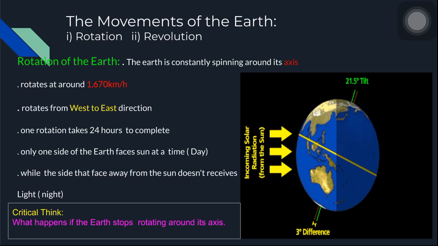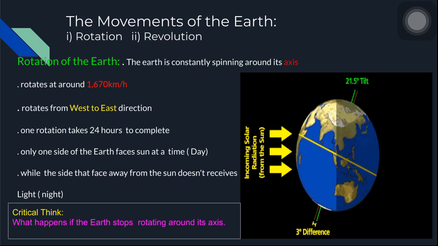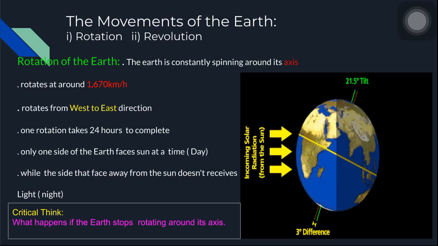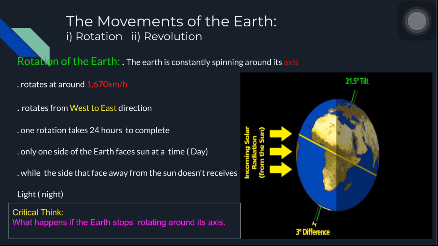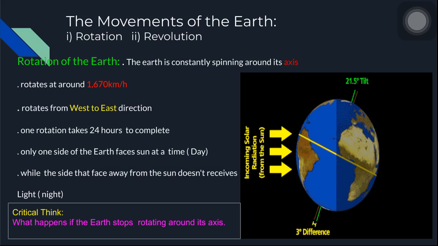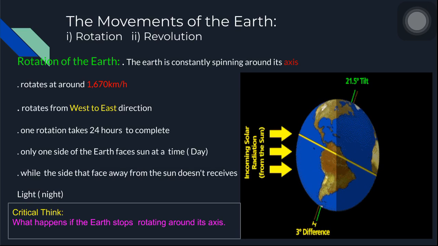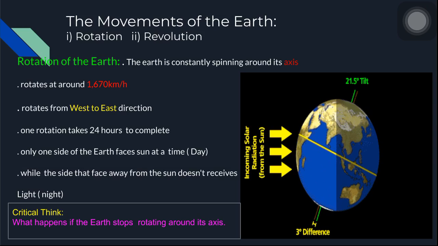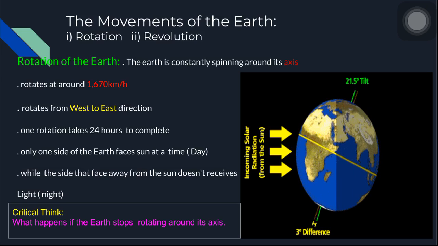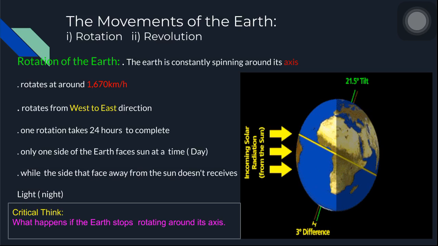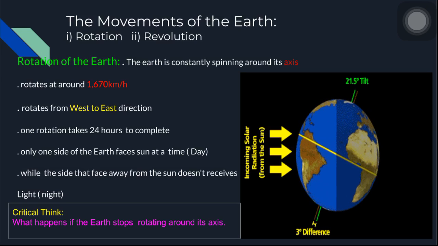The dotted line between the north pole and south pole, the green line, is an imaginary line that an object spins around. Every day, Earth completes one rotation. One rotation takes 24 hours. We divide each hour into 60 minutes. Every minute has 60 seconds.